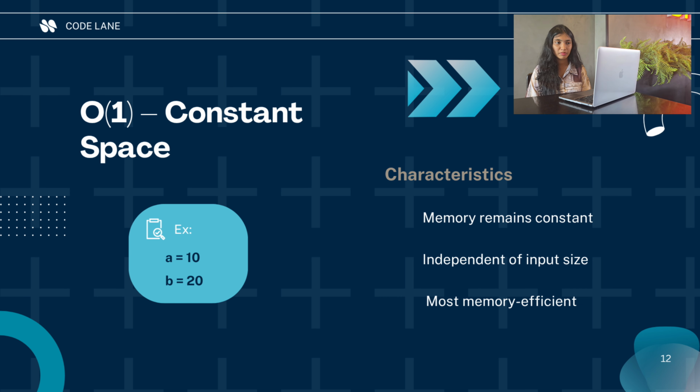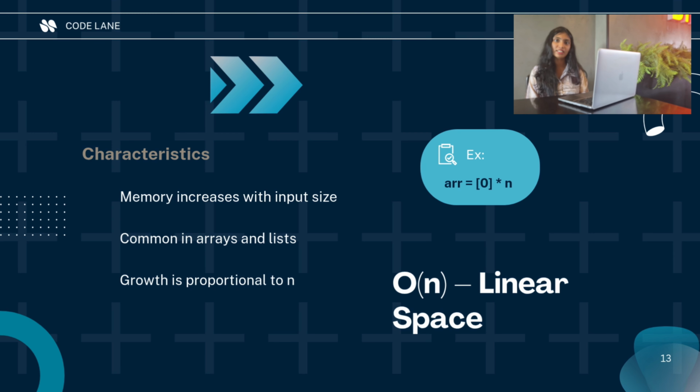O(1) means constant space. This means memory usage remains the same regardless of input size. Whether the input contains 10 elements, 100 elements, or 1 million elements, the algorithm uses approximately the same amount of additional memory. Constant space is considered highly efficient because memory consumption does not grow as the problem size increases.